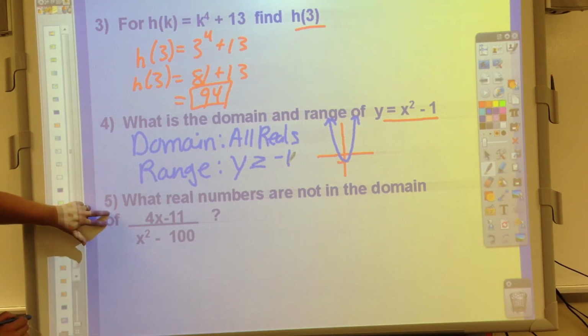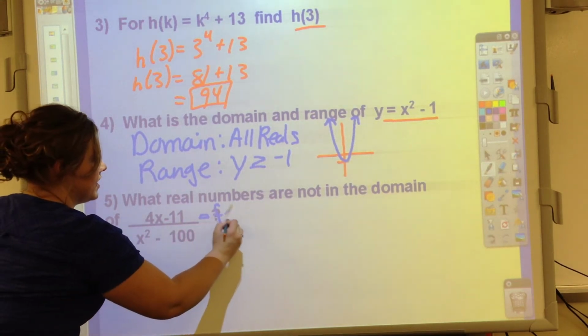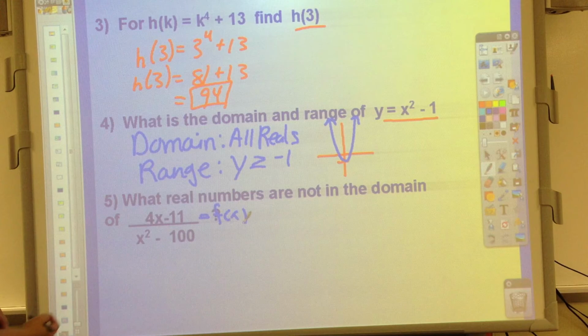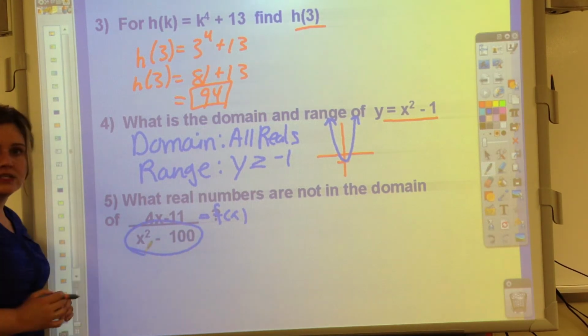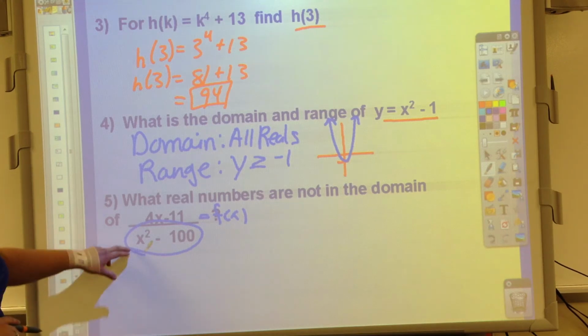All right. For what real numbers are not in the domain of a function like this? I should have said equals f of x. But what values would not be in the domain? Please remember that your denominator can't be something. What is it? 0, right? We can never divide by 0.